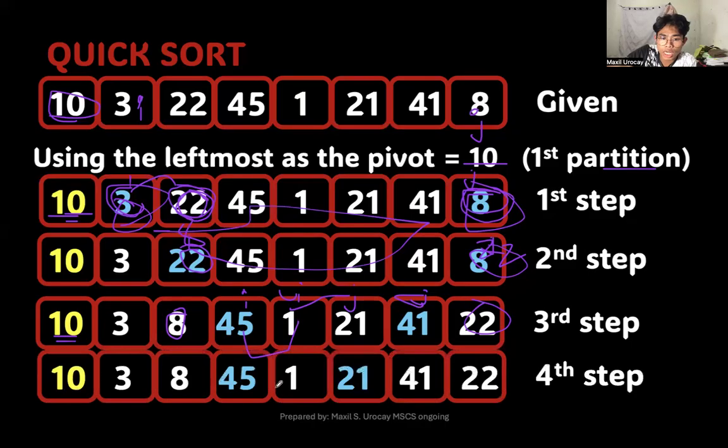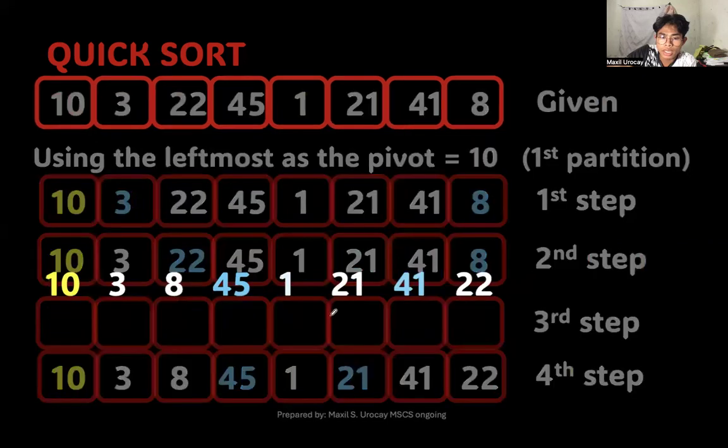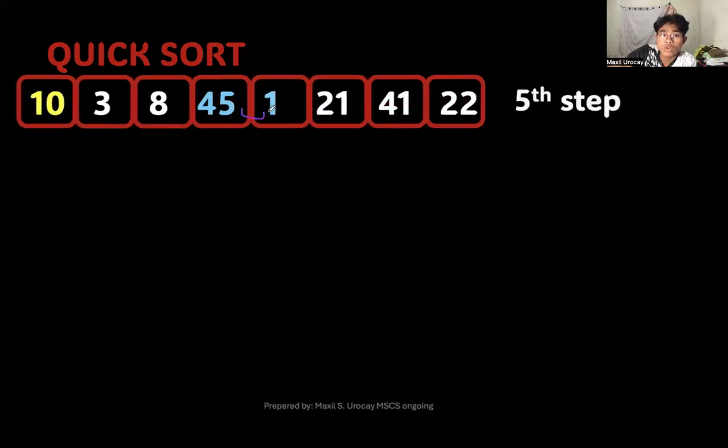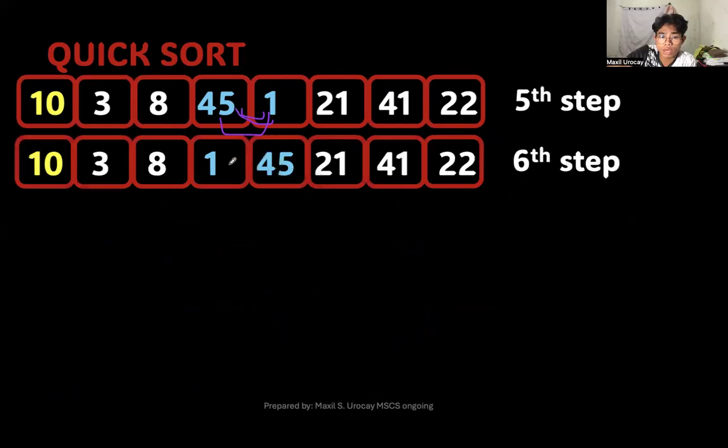As I mentioned earlier, 45 and 21, then 45 and 1 compare. So we can interchange in the fifth step 1 and 45. So 1 and 45 will be changed to each other, so that will become like that. So right now, our goal is... since there's no other element already, so we stop right there.